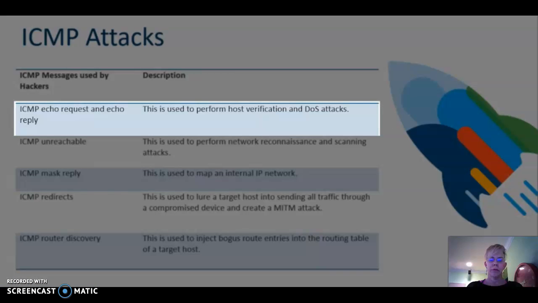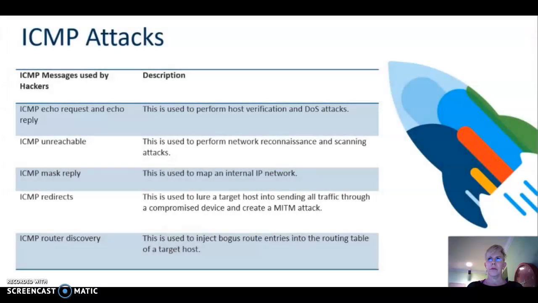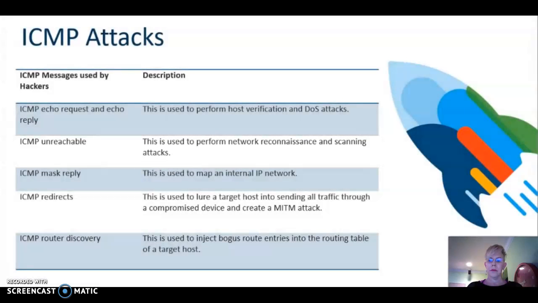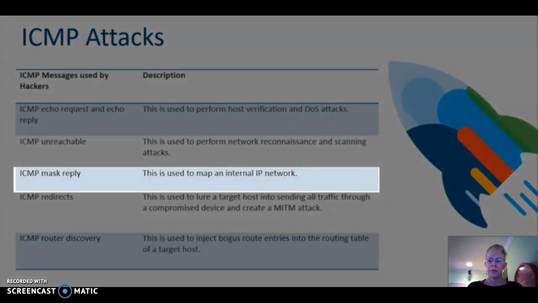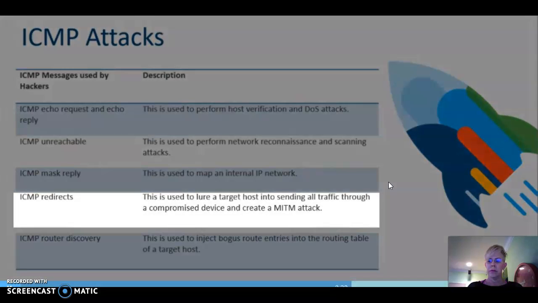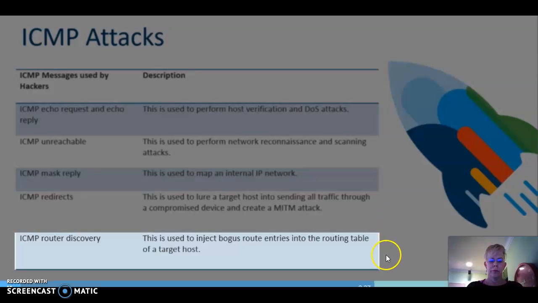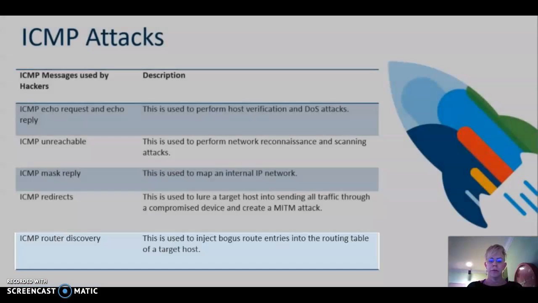And that's usually the ICMP echo request and the echo reply, which is the standard echo messages you have with a ping message. With ICMP unreachable messages, we can use these to perform network recon and scanning attacks. With mask reply, we can try to map an internal IP network. With the redirects, we try to lure a targeted device into sending all of its traffic through a compromised device that then utilizes a man-in-the-middle attack. And with router discovery, we try to inject bogus route entries into the actual routing table of a targeted host. Just imagine the outgoing possibilities of a targeted host having bogus route entries inside of it.